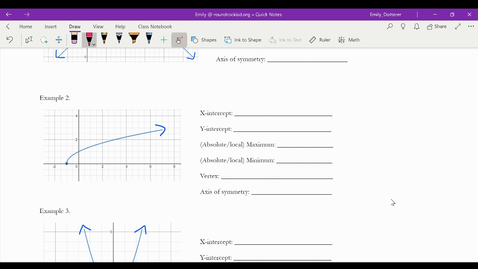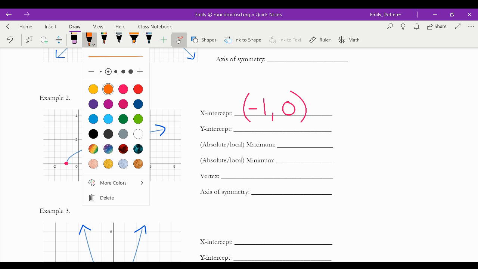In this next example here, our x-intercept is at -1, 0. We only have one of them. We might have no x-intercepts, we might have one, we might have many. It just depends on the graph. So if you don't see an x-intercept, that's completely okay. Sometimes the graph won't touch it.